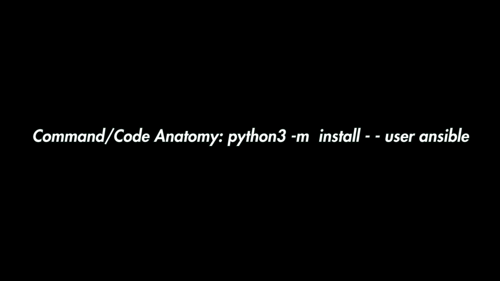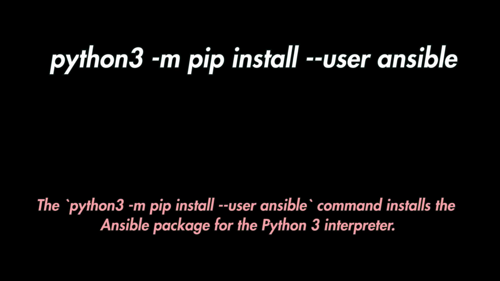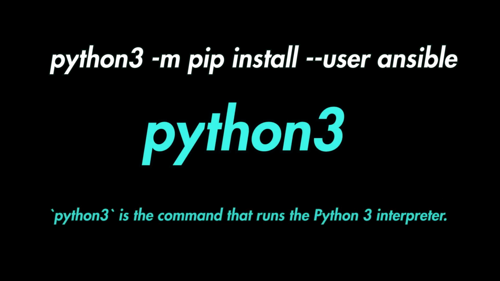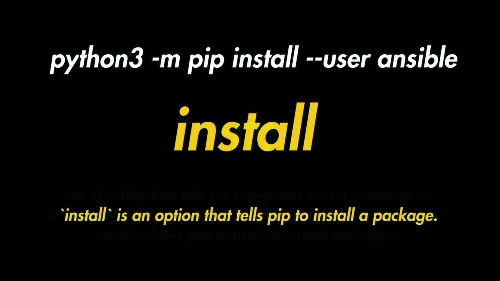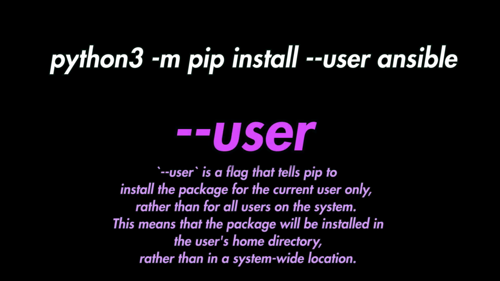Command code anatomy: python3 -m pip install --user ansible. The python3 -m pip install --user ansible command installs the Ansible package for the Python 3 interpreter. Python3 is the command that runs the Python 3 interpreter. -m is a flag that tells the interpreter to run a module as a script. In this case, the pip module is being run as a script, which allows you to install Python packages. Install is an option that tells pip to install a package.